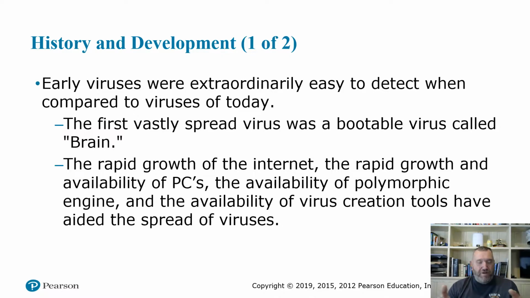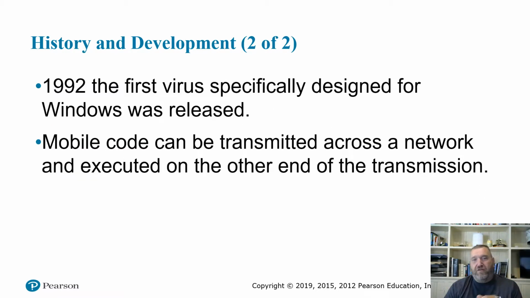As we learned in Chapter 3, the reason we have crime is because we have less capable guardians. We have a growing pool. So this applies to our conversation here: the rapid growth of the internet, the rapid growth and availability of PCs, the polymorphic engine, which allowed the virus to change its form while it was loading up. And then the availability of virus creation tools really aided the spread of viruses on the networks.